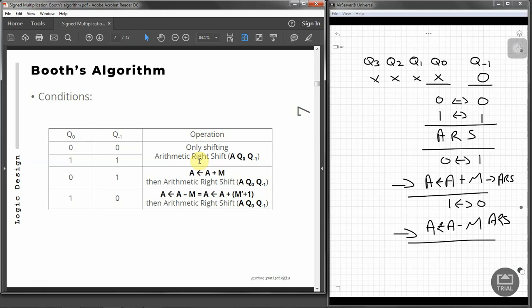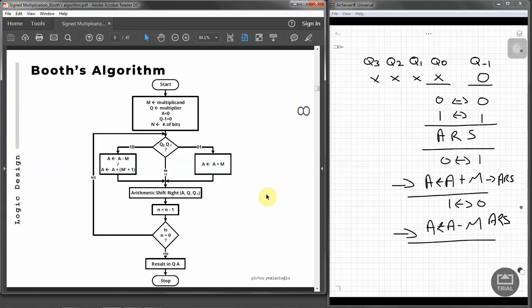Okay, now as you can see from the table, if it is 0, 0 or 1, 1, we just perform an arithmetic right shift. If it is 0, 1, we perform accumulator plus multiplicand stored in accumulator and then perform an arithmetic right shift. Or if it is 1, 0, it's going to be accumulator minus M stored in A. So M is going to be in the 2's complement form. Then we perform the arithmetic right shift. The easiest way of understanding this is to perform an example, so that's what we are going to do in a minute. Now let's see the flowchart of this algorithm.